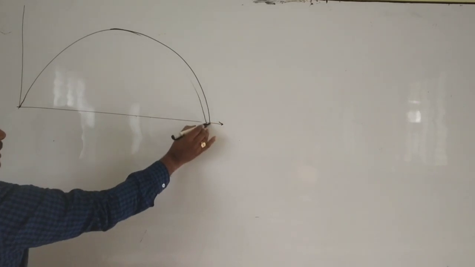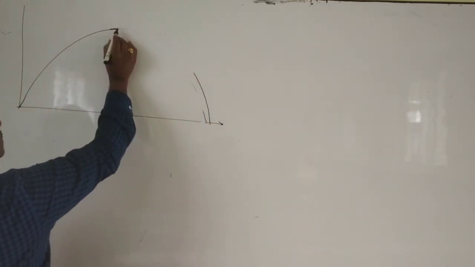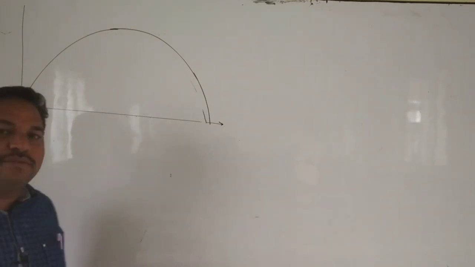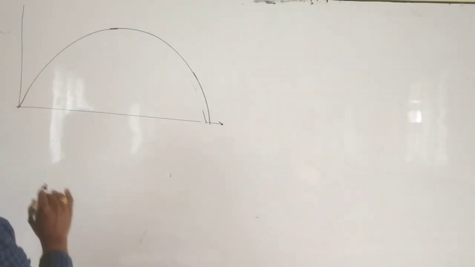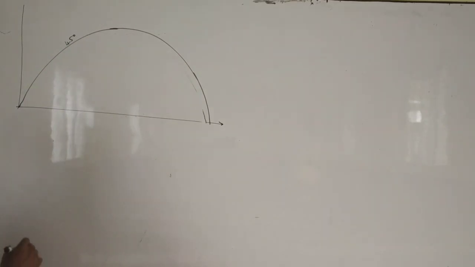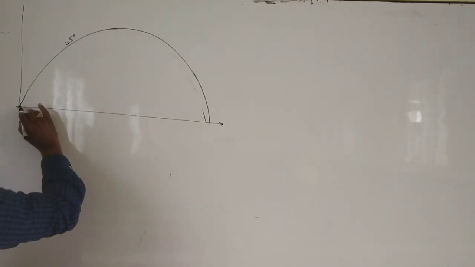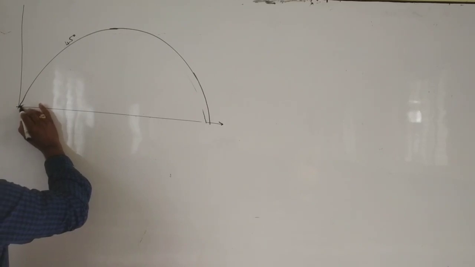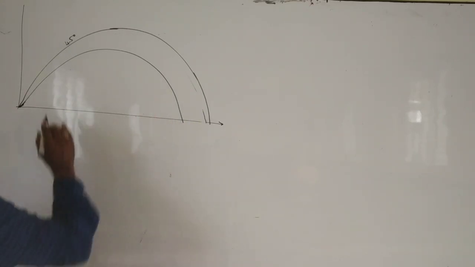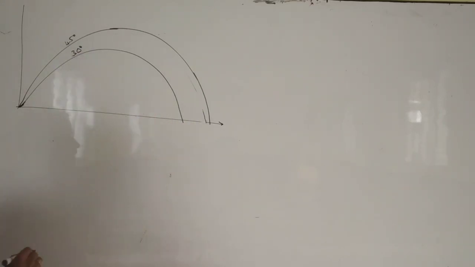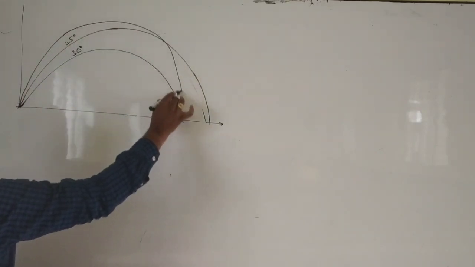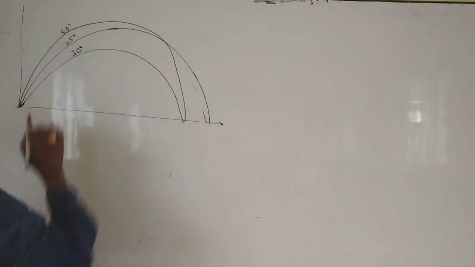Theta equals 45 degrees, so the range is like this. We already know the range becomes maximum when theta equals 45 degrees. Suppose we projected at 45 degrees. Suppose we projected at theta equal to 30 degrees, we got a range like this. And when we projected with theta equal to 60 degrees, we got this. This is theta equal to 60 degrees.